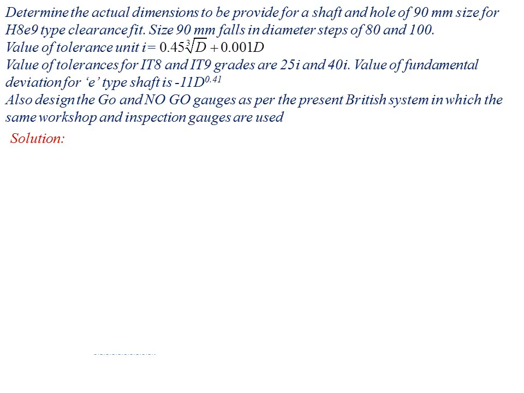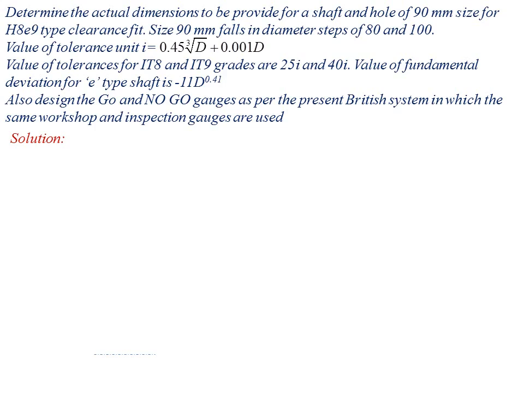Value of fundamental deviation for E type of shaft is minus 11 into D to the power 0.41. Also design the go and no go gauges as per the present British system in which the same workshop and inspection gauges are used. So let's see the solution.